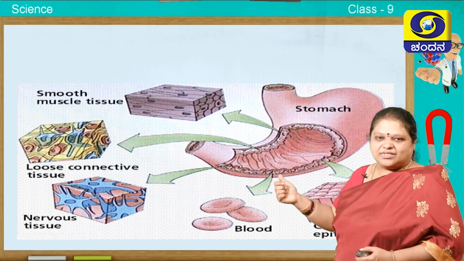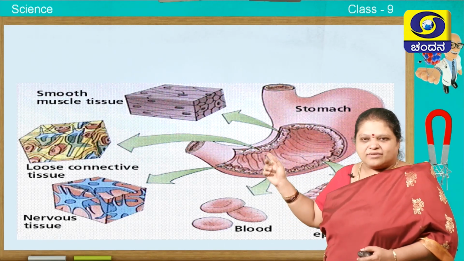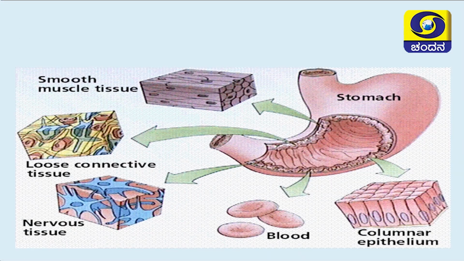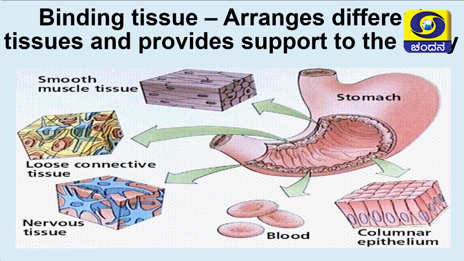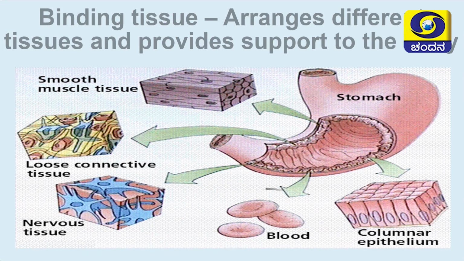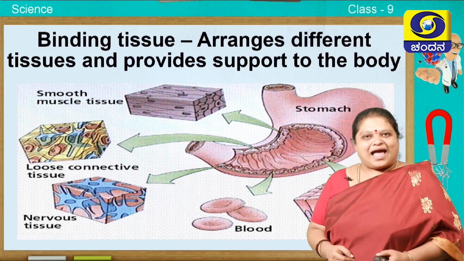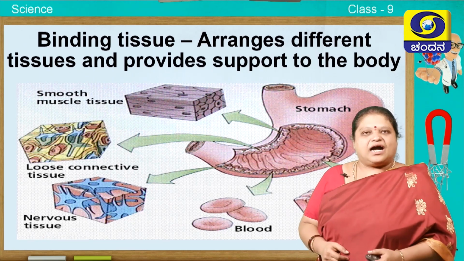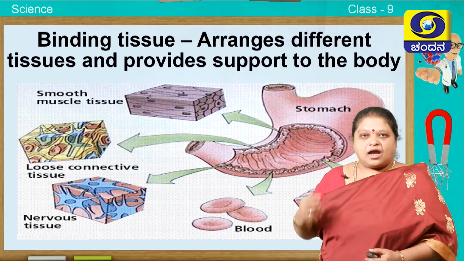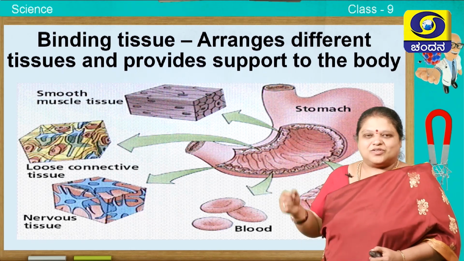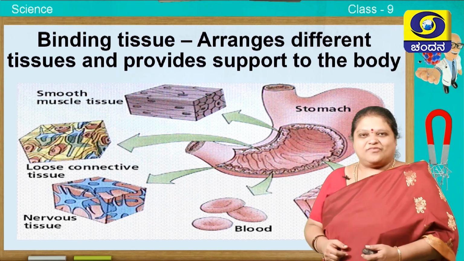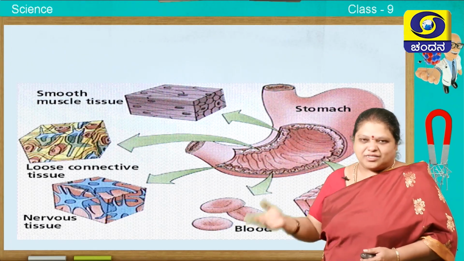Now here you have the diagram of loose connective tissue. I have taken a section of the stomach. So in the stomach you find the outermost layer you call smooth muscle tissue, and the innermost layer you find the columnar epithelium. In between you find this loose connective tissue. So between the smooth muscles and the columnar epithelium you find this loose connective tissue, which means that it's acting as a binding tissue. It arranges itself between different tissues and provides support to the body. So this is a binding tissue. It connects various other tissues. So I hope you understood this tissue.